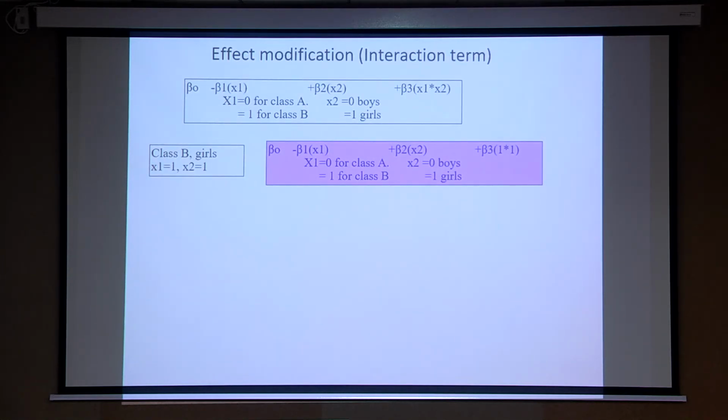This is a final slide, I think. We will complete it. So look at this, class B girls, where x1 is 0 for class A and 1 for class B. This is the equation. 0 for boys and 1 for girls. This is the interaction term. So you have deducted the interaction. The beta 2 is an interaction factor.